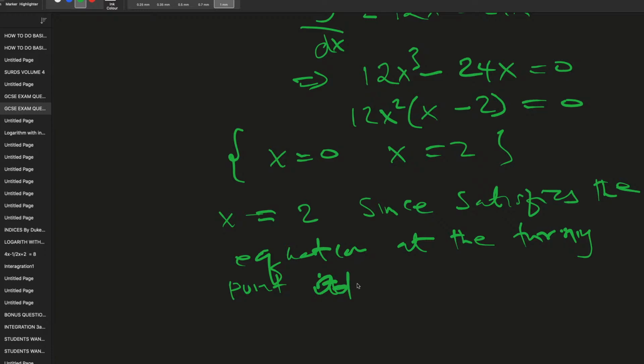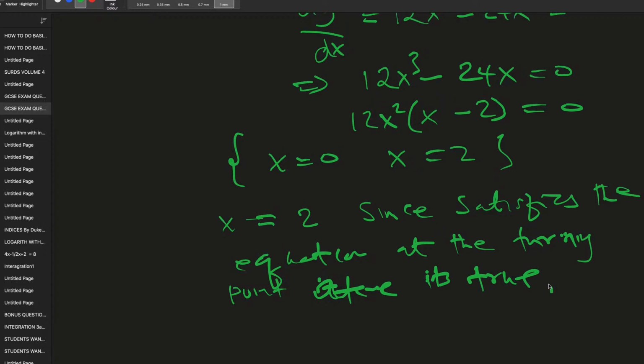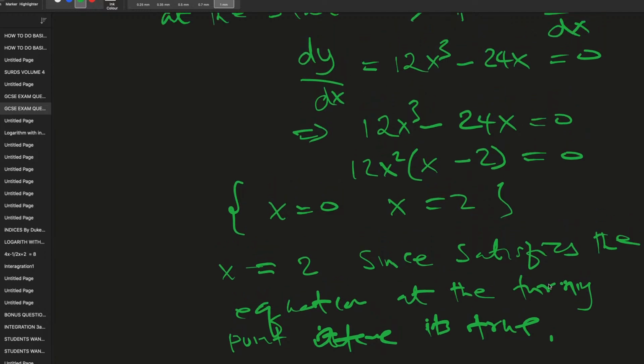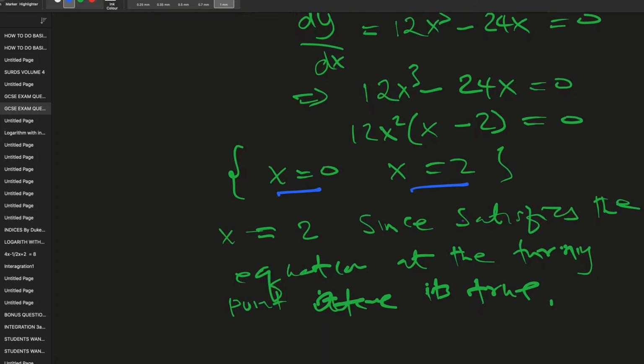Hence, it's true, because at a turning point we have values of x to be equal to 0 and x equals 2, both satisfy the equation at a turning point. Okay, that's beautiful. Let's look at the next question.